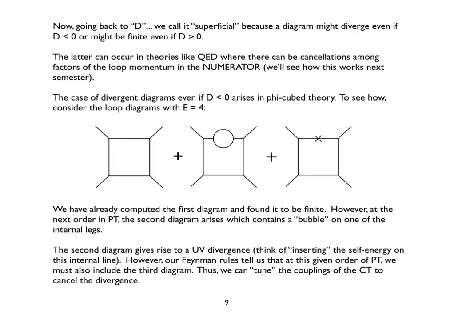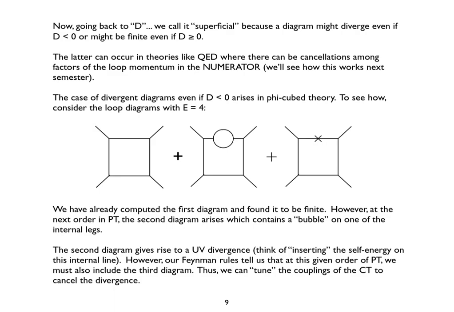It turns out that the latter case, where we have a superficial degree of divergence greater than 0, happens a lot in QED. And the reason is because when you write down the Feynman rules for QED, especially for fermions, the propagators not only have the normal k squared minus m squared, but they come with some factors of k in the numerator.